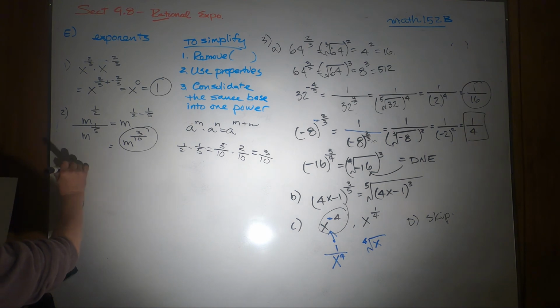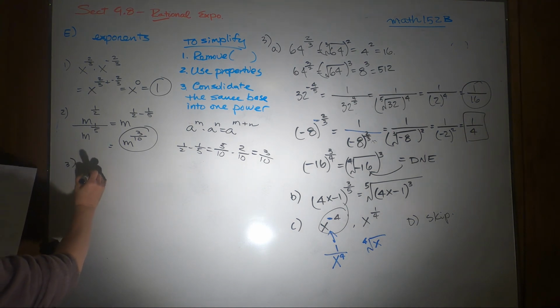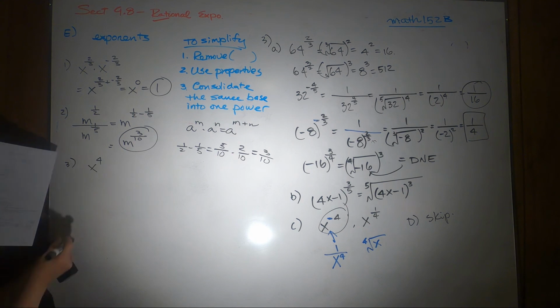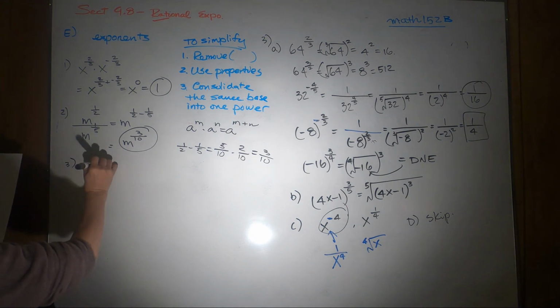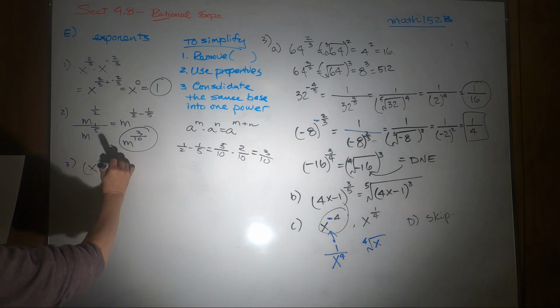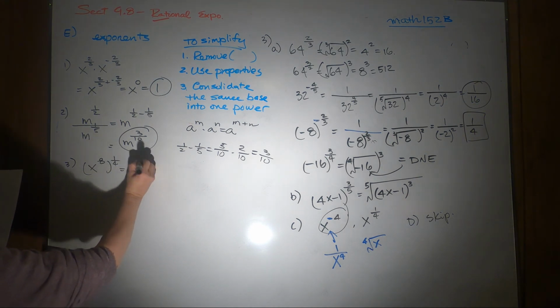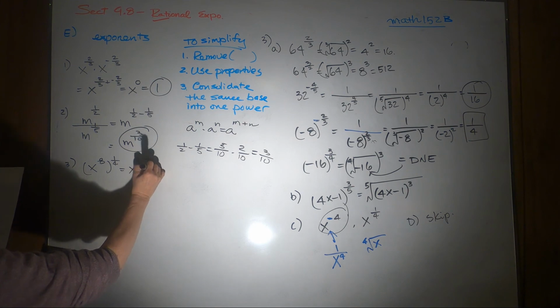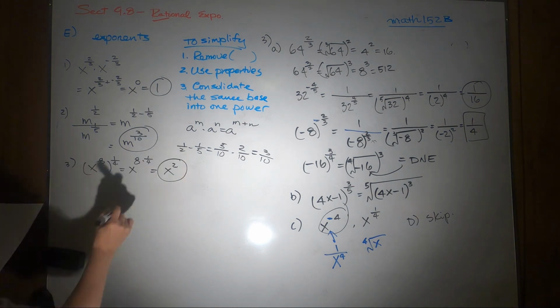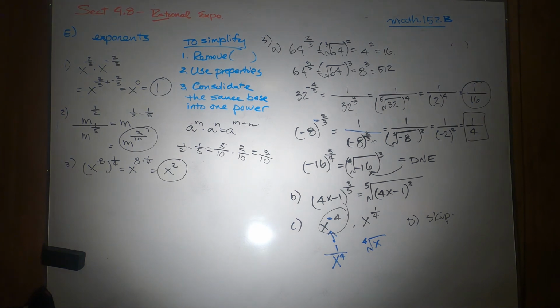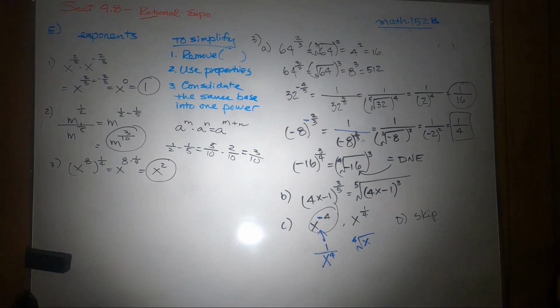Okay, let's take a look at the next one. If we have x^8 to the 1/4, power on power, we use the power property. 8 times 1/4 is 2, right? So that would be x squared. That would be the simplest form.